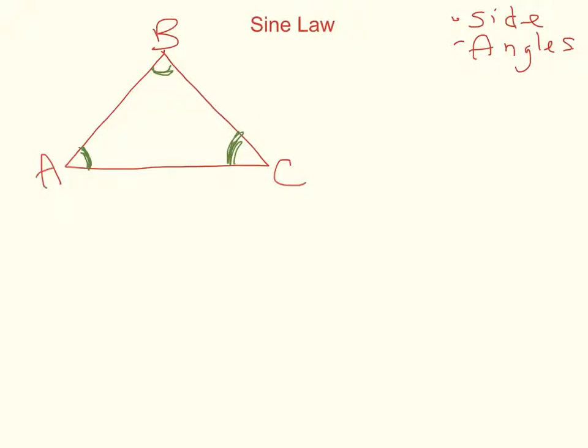To label the sides, we use the lowercase, and I guess what you would consider like the opposite rule from SOHCAHTOA: from this angle all the way across, that side corresponds with it. So this is side C. From angle A all the way across is going to be side A, and from angle B all the way across is going to be side B.